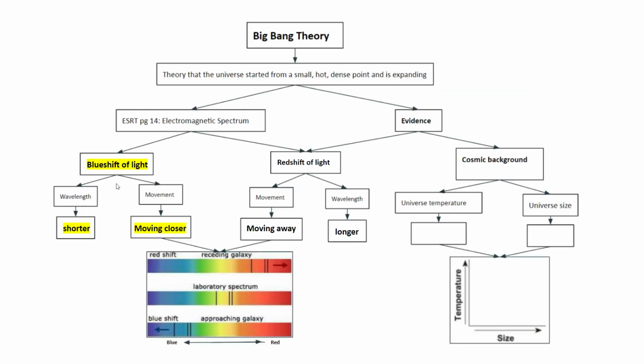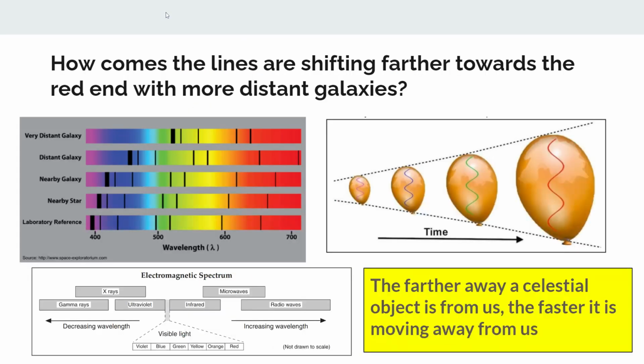Let's write this down. The blue shift of light means the wavelengths of light are becoming shorter, and everything is moving closer to us. So if we're comparing to the lab, then those same lines of that element will move more towards the blue side if the galaxy or the universe was shrinking or things were approaching us. And that's it. Actually, one more thing.